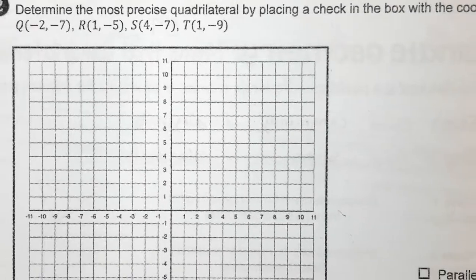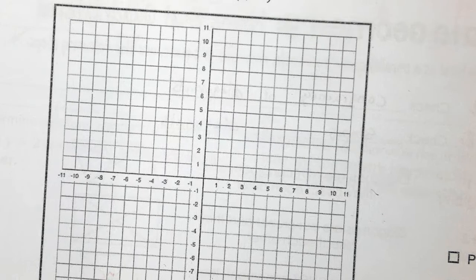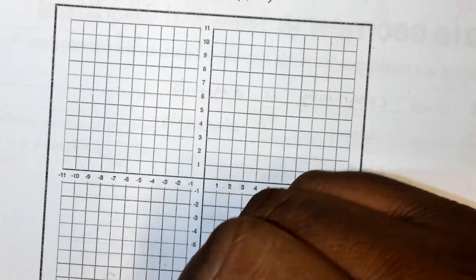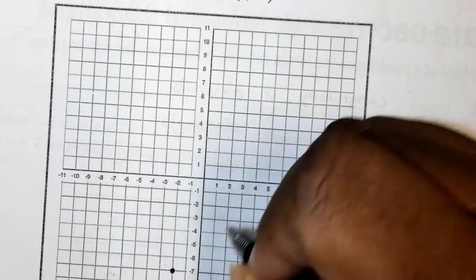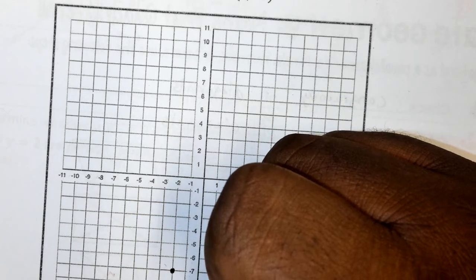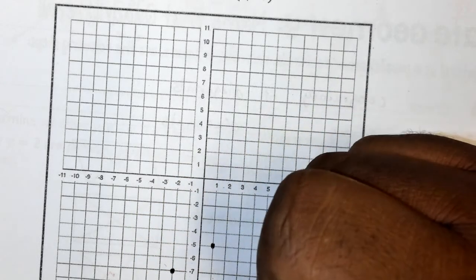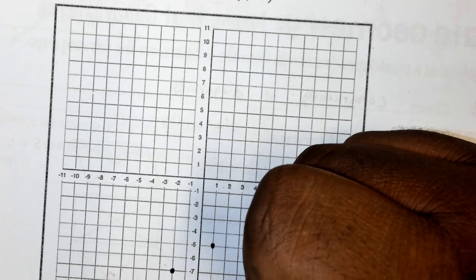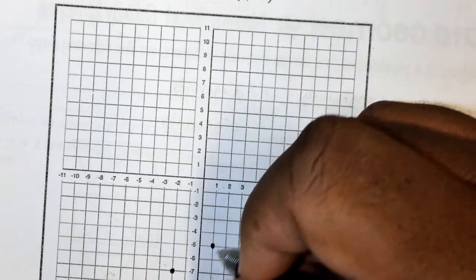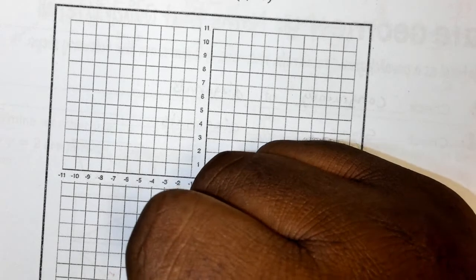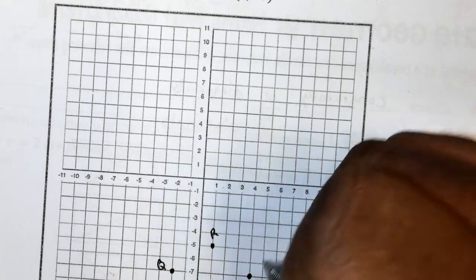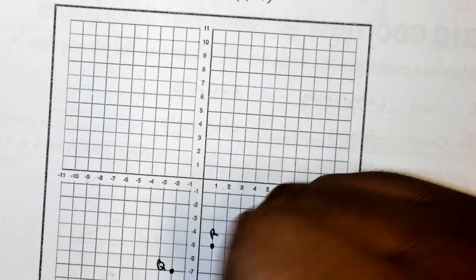We're graphing Q, R, S, T. Q, -2, 7. R, 1, -5. S, 4, -7. T, 1, -9. Q, R, S, and T.